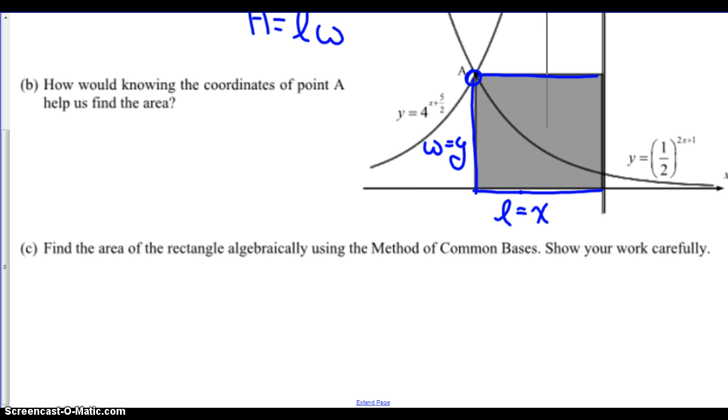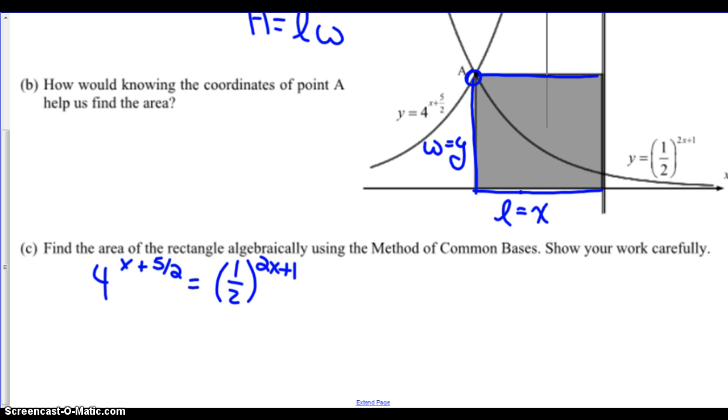So what's nice about this is that even though they've left us with a big mess, I know that because they're intersecting at this point, the two graphs are going to share that point. So I'm going to set them equal to each other. So we're going to write down 4 to the x plus 5 over 2. And I'm going to set that equal to 1/2 to the 2x plus 1.